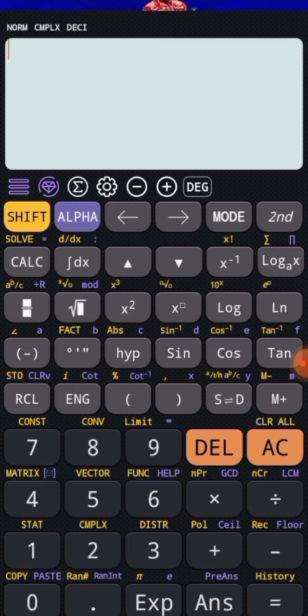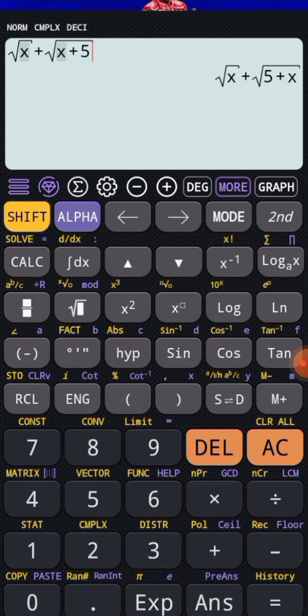Root x plus 5 minus 5 equal to 0. I'm having root x, remember to press x, then plus root x plus 5, minus 5, equal to 0. After you enter this question, you click shift calc, it will tell you solve for x, then press equal to and wait for the answer to show up, depending on the type of calculator you are using.